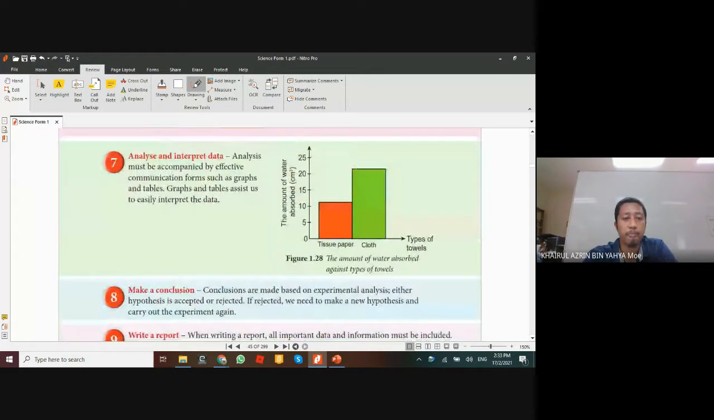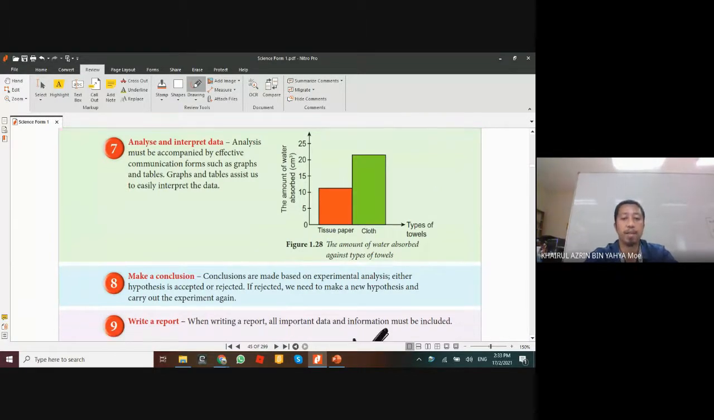Number 7, analyze and interpret data. Analysis must be accompanied by effective communication forms such as graphs and tables. Graphs and tables assist us to easily interpret the data. So this is how we interpret the data. We can interpret data with other types of graph. We can use a pie chart or line graph. Also can, no problem.